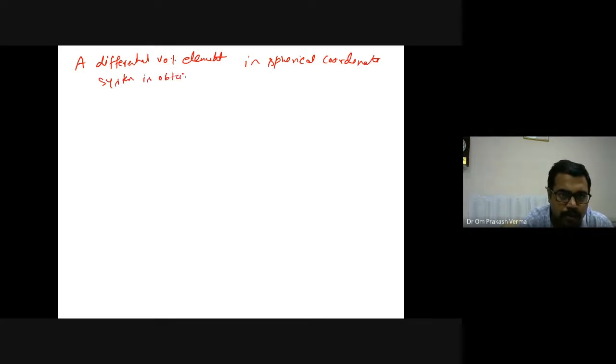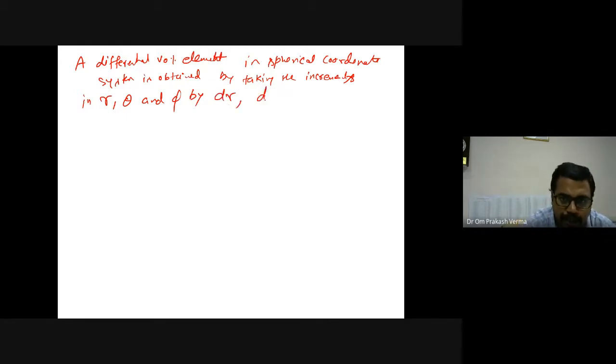A differential volume element in a spherical coordinate system is obtained by taking the incremental changes. In what parameters? Tell me, please. r, theta and phi. So we change r by dr, theta by d theta, and phi by d phi respectively, right?